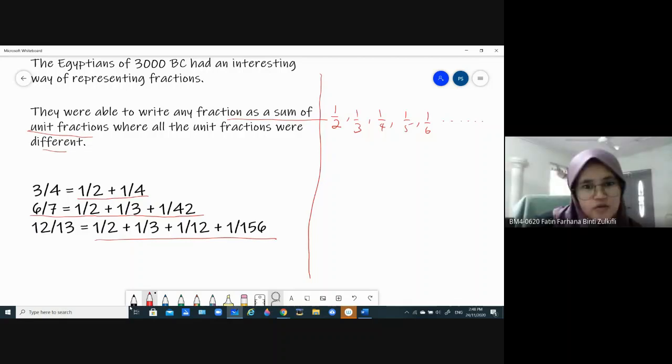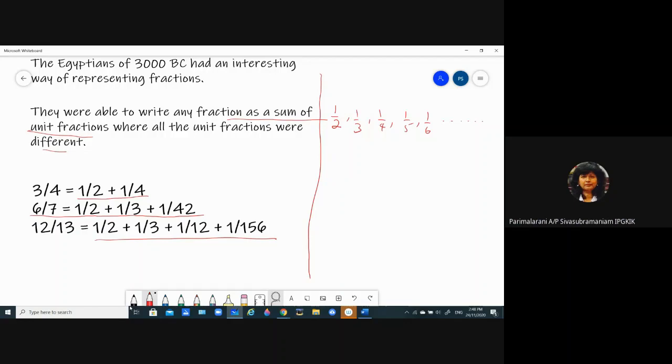1 over 2. Which one is bigger? Is this big? Yes, 1 over 2 is the biggest unit fraction. So that means it is going this way, it is descending. That means 1 over 3 is less than 1 over 2. 1 over 4 is less than 1 over 3. 1 over 5 is less than 1 over 4. 1 over 2 is the biggest unit fraction.